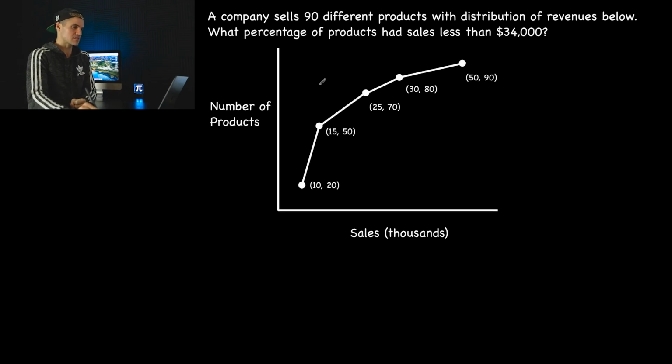I'm moving on to the next example dealing with statistics. This is a popular one that students have been asking me about from the MyLabs. So here we're told that a company sells 90 different products with distribution of revenues below. What percentage of product had sales less than 34,000? So notice that the x-axis here is represented with sales or revenue in thousands of dollars, and then the y-axis is the number of products.